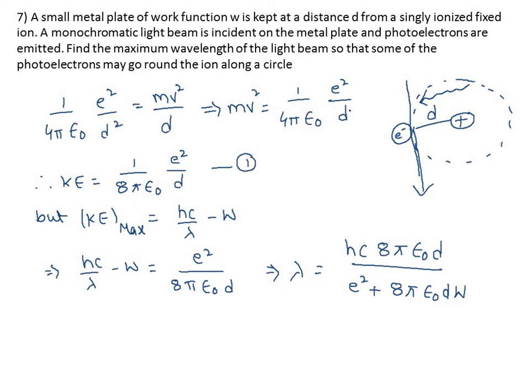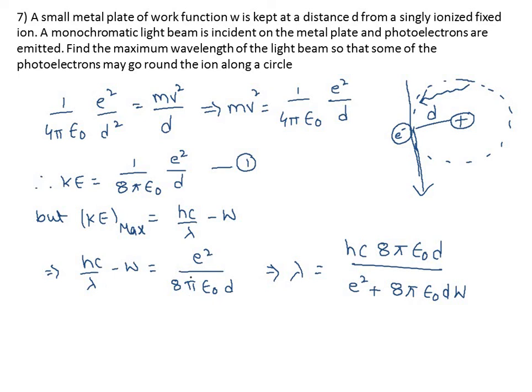Now kinetic energy will be half mv square. So multiply with half, 1 by 8 pi epsilon naught e square by d, keep it aside. But the photoelectric equation applies, since the emission is happening, the electron is actually coming out because of the illumination of the plate, right? Photoelectric effect. So we have to apply that. So kinetic energy K e max equal to h nu minus h nu naught, and nu is nothing but c by lambda. hc by lambda minus w is nothing but this maximum kinetic energy, which we have calculated. So that's what I substituted here, e square by 8 pi epsilon naught d.